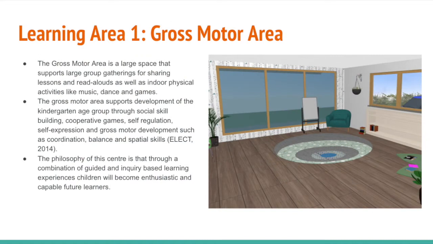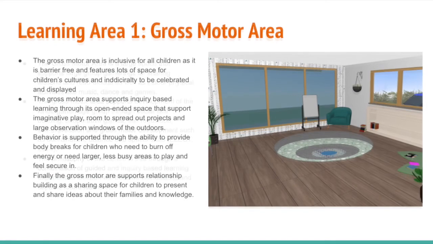The gross motor area is a large space that supports large group gatherings for sharing lessons, read-alouds, designated physical activity or DPA, and that can include things like dancing, games, and group sharing opportunities. The gross motor area supports the development of this age group through social skills, learning how to be participants in cooperative games, self-regulating when things get very excited, and regulating themselves to settle back into a listening mode. It also gives our smaller people practice in coordination, balance, and their spatial skills in a large group.